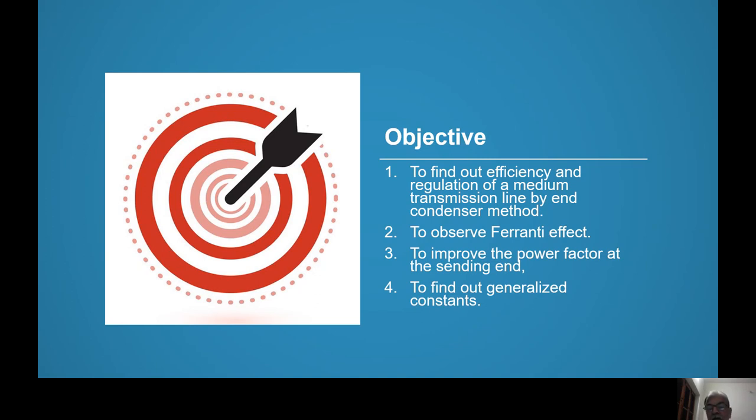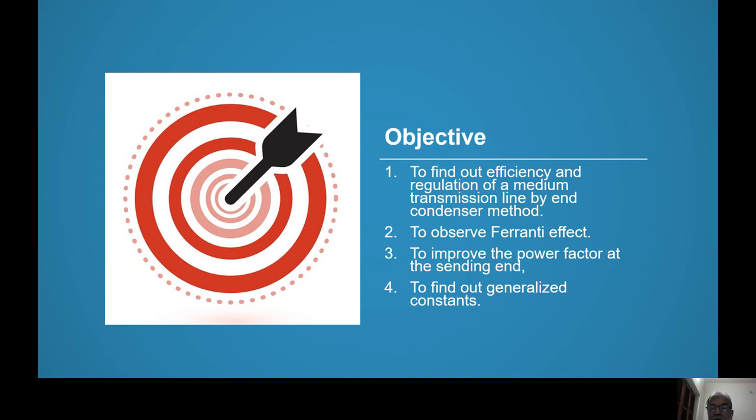Therefore, the Ferranti effect should not be there. You have to do something for that. Now, what to do, that we'll discuss later.